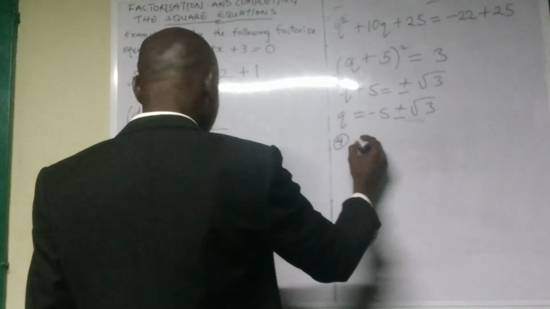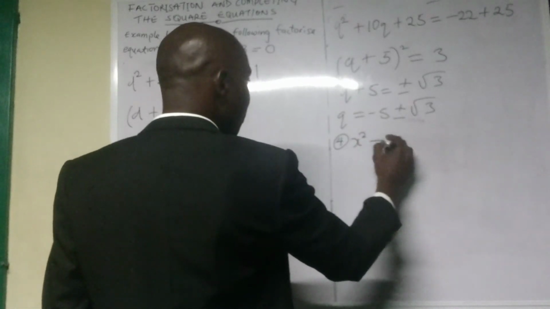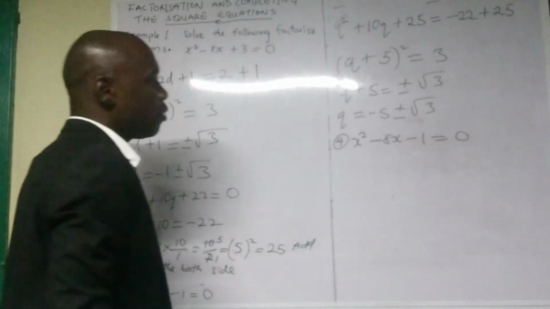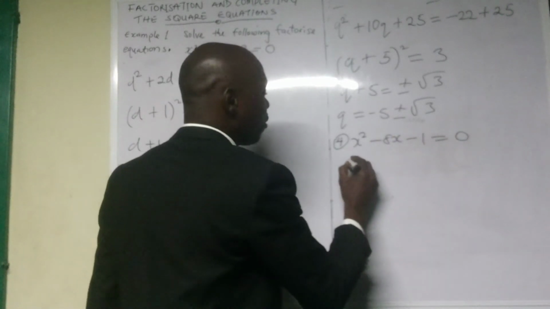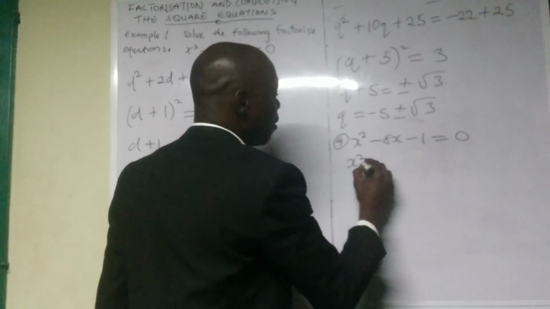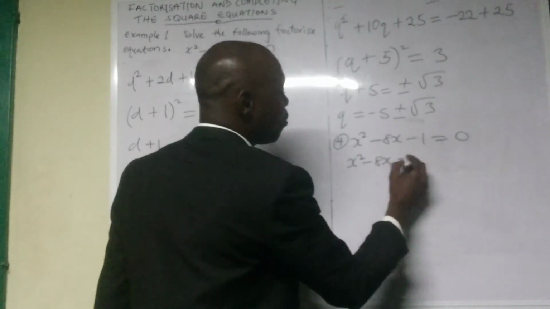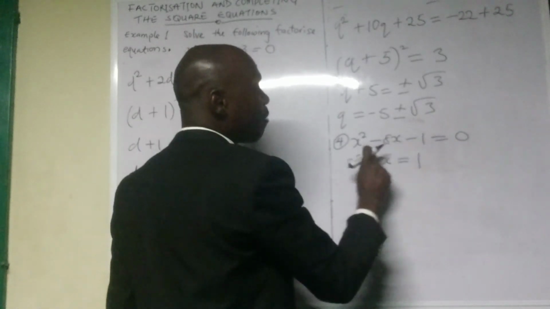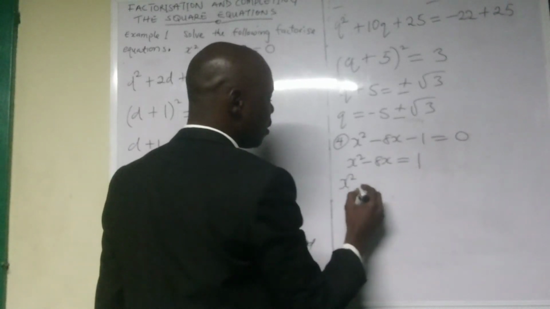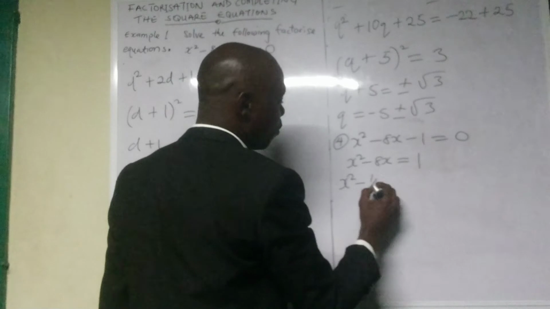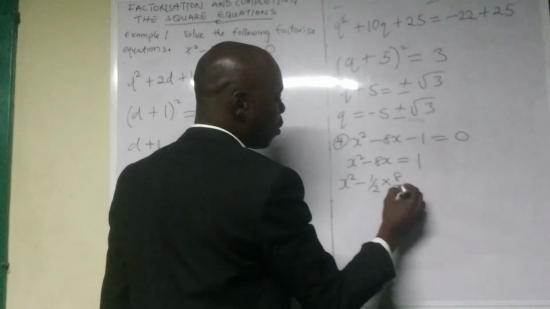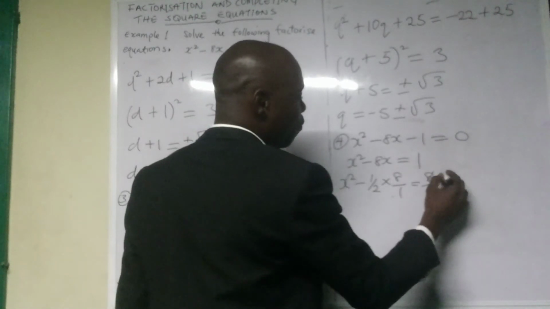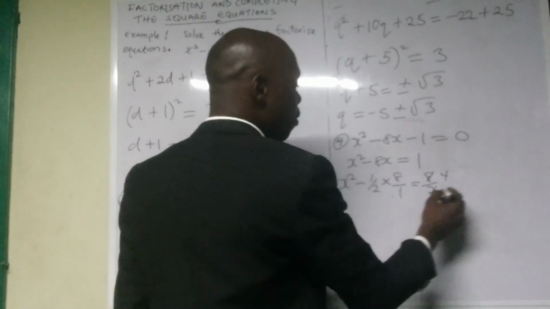So let's look at the next example here. Question 4. x squared minus 8x minus 1 equals 0. From this one, we do the same thing. So x squared minus 8x equals 1. So we transfer this one to the side. So from here now, we want to look for the half of this coefficient. So it will now become x squared minus (1 over 2 times 8 over 1) equals 8 over 2. If you multiply this one 1, this one 4. So it's going to give you negative 4.